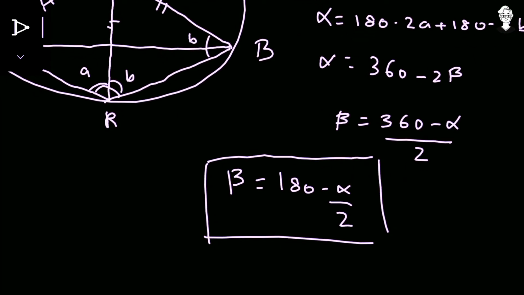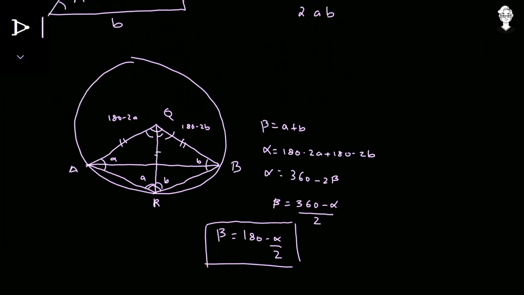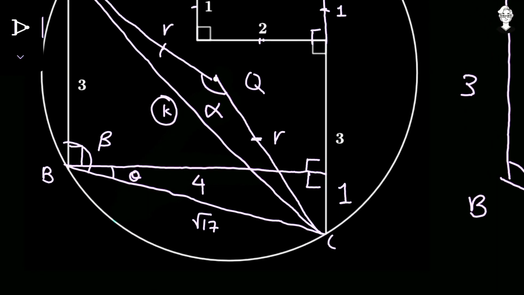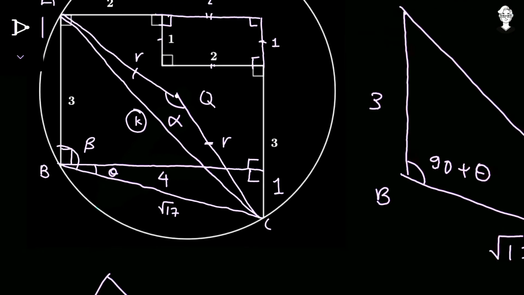So as I told you that there is a relation between these angles alpha and beta, here it is, that beta is equal to 180 minus alpha upon 2. So now what I will do is apply the cosine rule in this particular triangle, and again apply the cosine rule in this particular triangle. Here we have applied it.